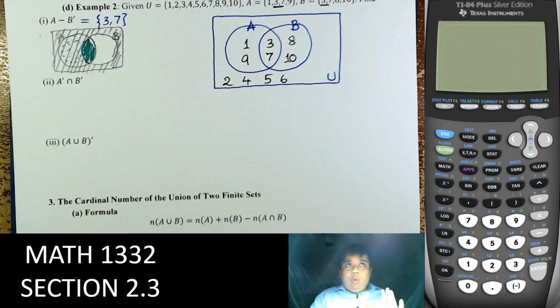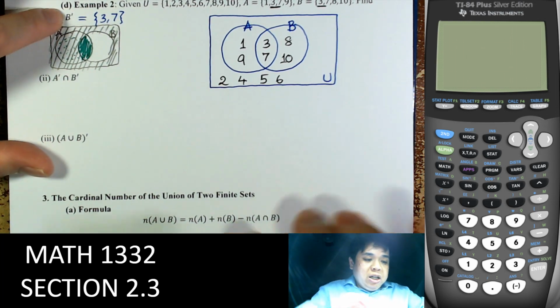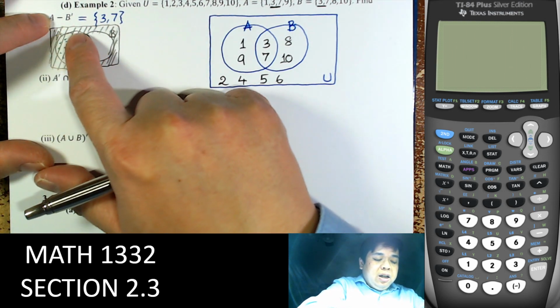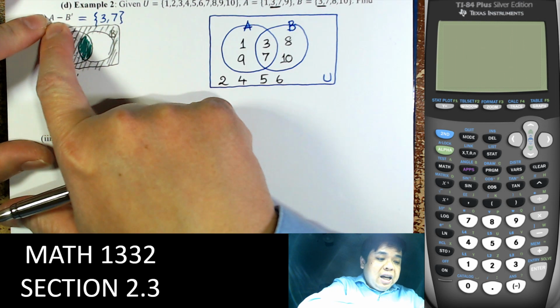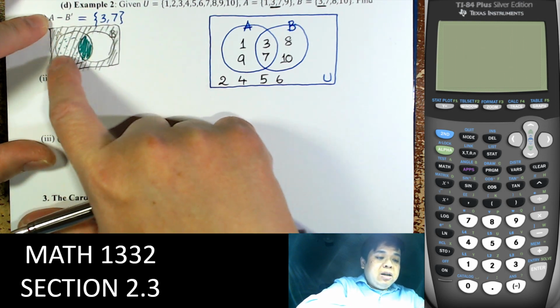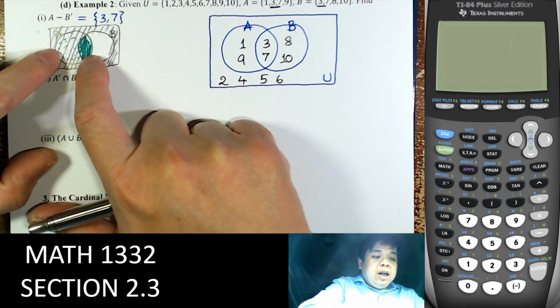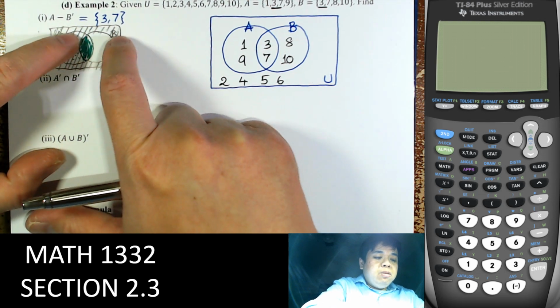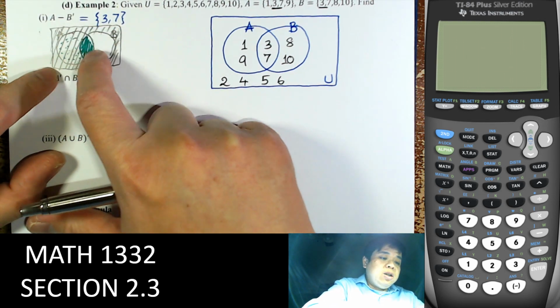Once again, what we do is the complement of B, which is outside of B, and then we do A. What we have is in A, but not in the complement of B, meaning inside of A, but outside of the part that we just marked. So we just have that.